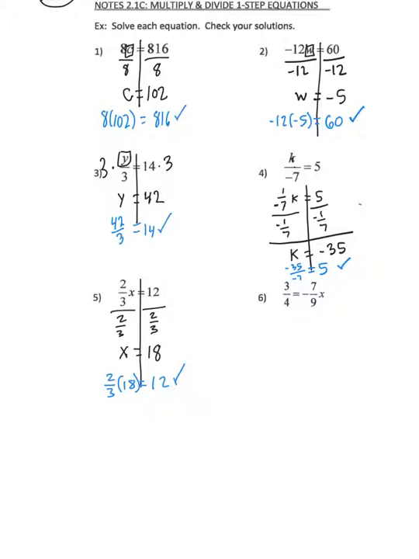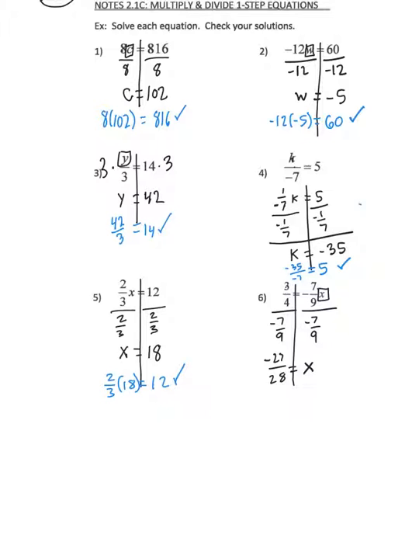Okay, last example. This time my x is on the other side, but it's still the same process. So if we've got negative 7/9 times x, I'm going to divide by negative 7/9. Three-fourths divided by negative 7/9 gives me negative 27/28. And negative 7 divided by negative 7 is 1, so all I'm left with over here is x. So this is my answer.